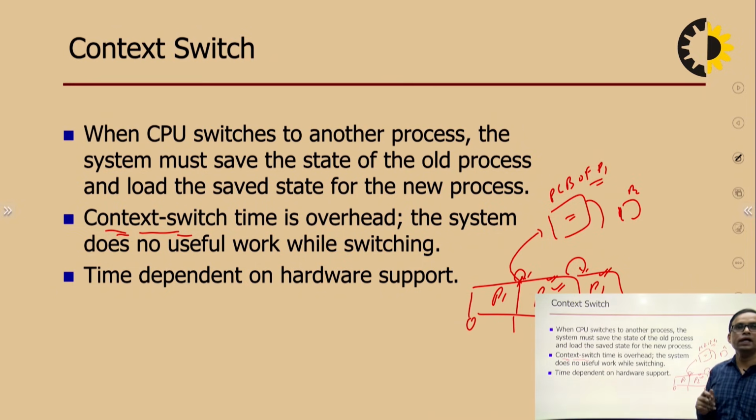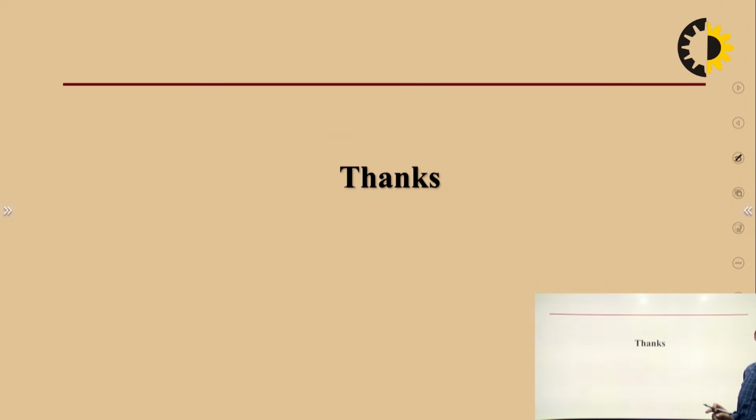Okay, so a context switch is the process where, whenever the CPU switches from one process to another, it saves the state of the previous process in its process control block, so that whenever it resumes that process P1, it will resume not from the start, but from the saved state in the process control block. Okay, thank you.